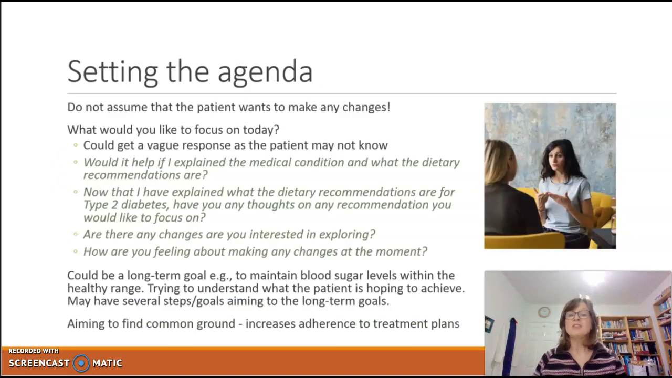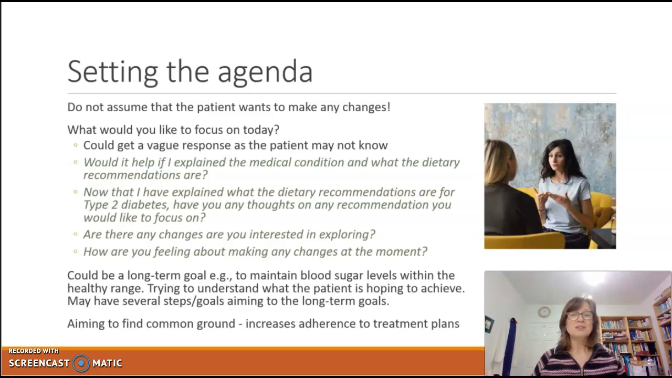Just a few points to think about, and perhaps some of the questions or statements that you might make. Don't assume ever that the person wants to make any changes. They may have been pushed towards coming to see you, sent, told to go. It may not be actually as important to them as you think it's going to be.